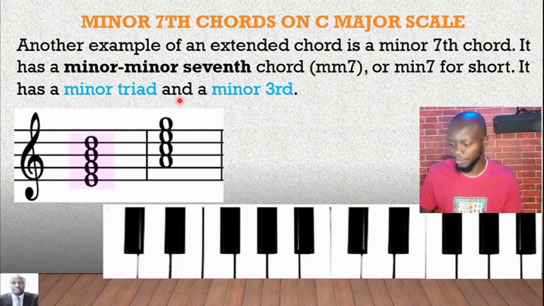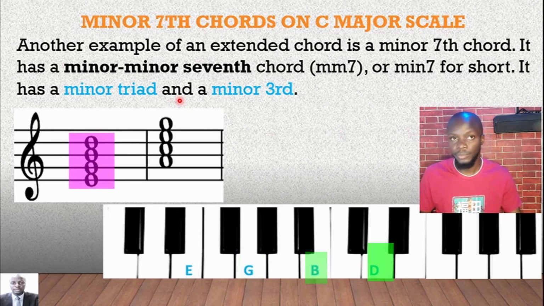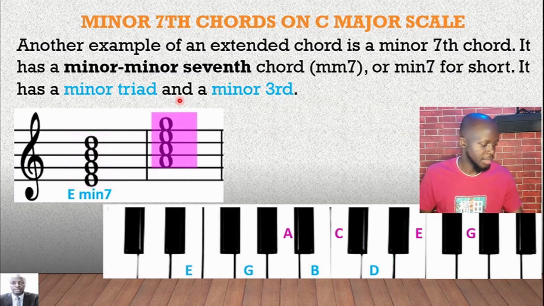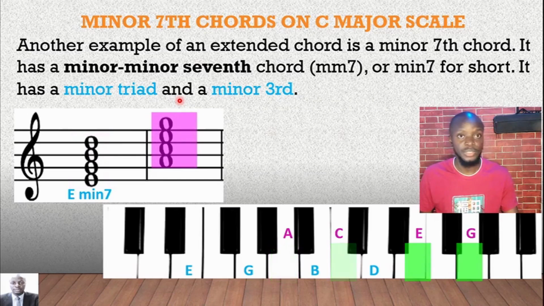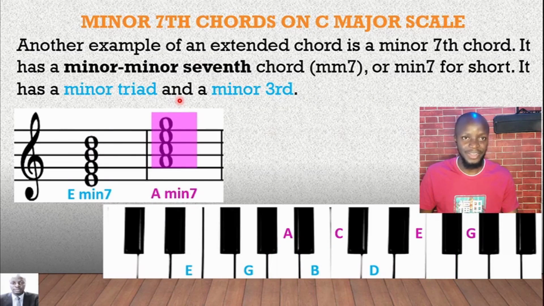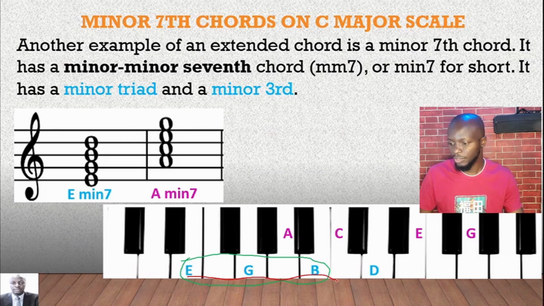Let's talk about some examples, using E. So E, G, B, D, that's an E minor seventh chord. And let's see the other example: A, C, E, G, and that's an A minor seventh chord. You see that in E minor seventh, from here down here is a minor triad, and from here down to the 7th is a minor seventh.